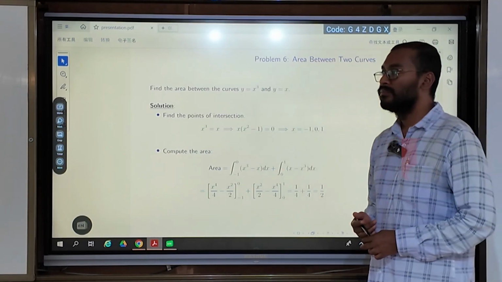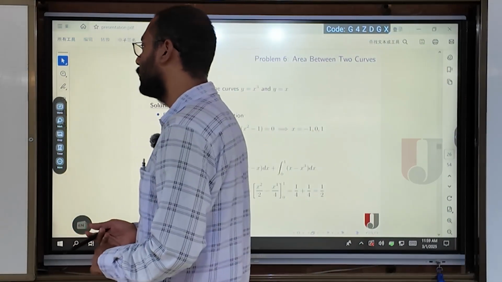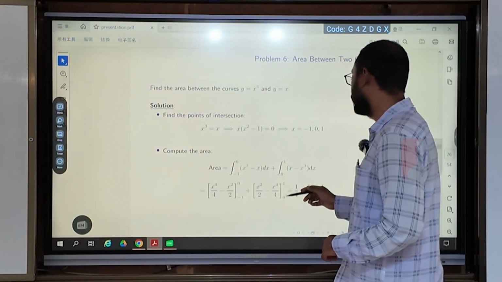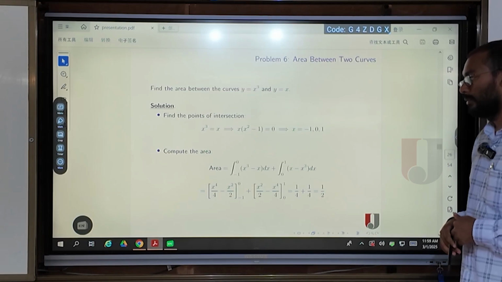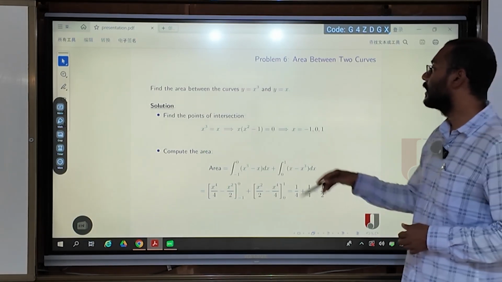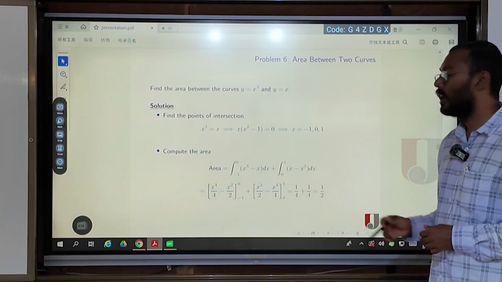Now we are taking the value from upper limit and lower limit. So upper limit minus lower limit, if you are doing, we are getting the result 1 by 4 plus 1 by 4, that equals half. So the area inside the curves y equal to x cube and y equal to x is nothing but half.